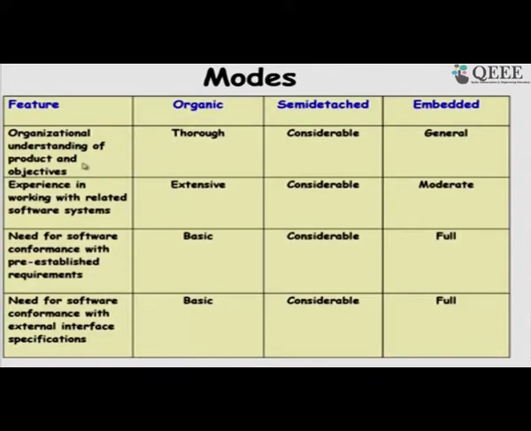He said that if the understanding of the software is thorough, then it is likely to be organic, but there are other factors also. If experience with similar software is extensive, then it is organic. Then there is the need for conformance with pre-established requirements.